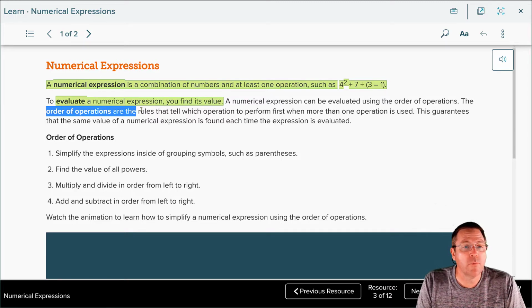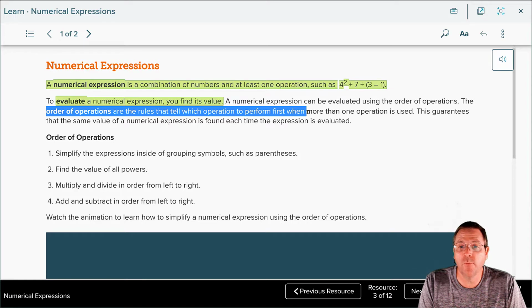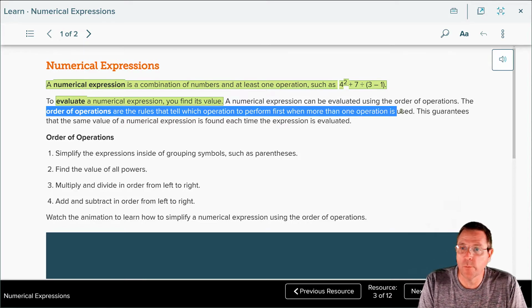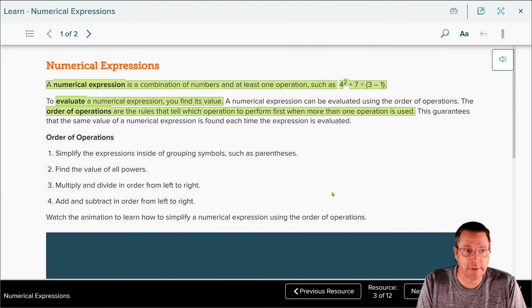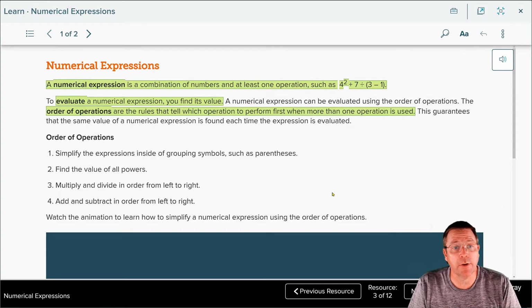The order of operations are rules that tell us which operation to perform first when more than one operation is used. That's another vocab term. This guarantees that the same value of the numerical expression is found each time the expression is evaluated or solved. And evaluate, they defined it there. Evaluate's a fancy mathematical word, or nerd way of saying solve that thing.